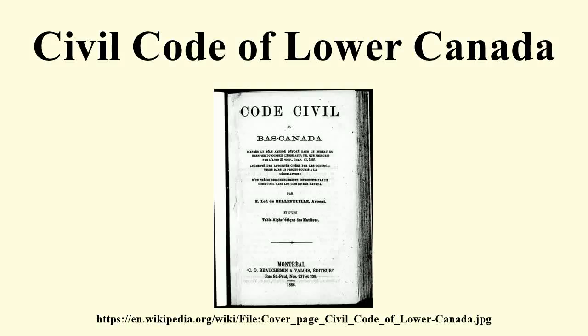The Civil Code of Lower Canada came into force in Lower Canada on 1 August 1866 and continued to be in effect in Quebec until its repeal on 1 January 1994. The code was based on the Napoleonic Code and replaced a mixture of French law and English law which had arisen in Lower Canada since the creation of the province of Quebec in 1763.